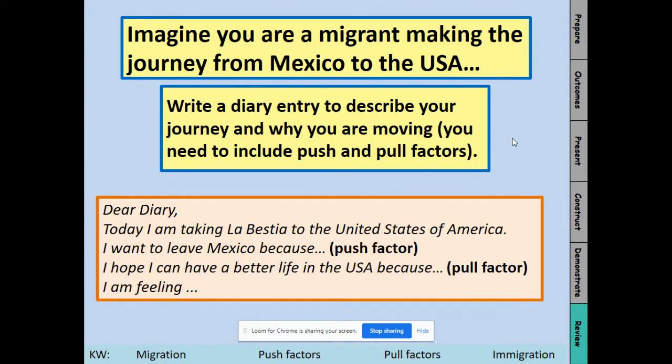Dear Diary, today I'm taking La Bestia, the beast, to the United States of America. I want to leave Mexico because, and then you can include some of those push factors. I hope I can have a better life in the USA because, and pull factors. So you can talk through those as well. So just have a think about those for a second.